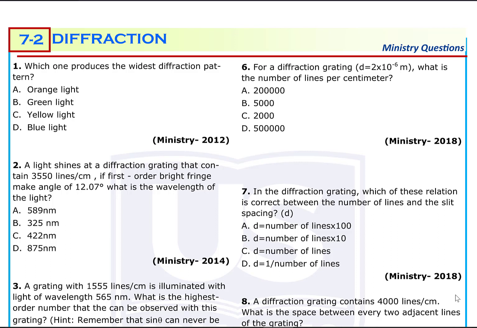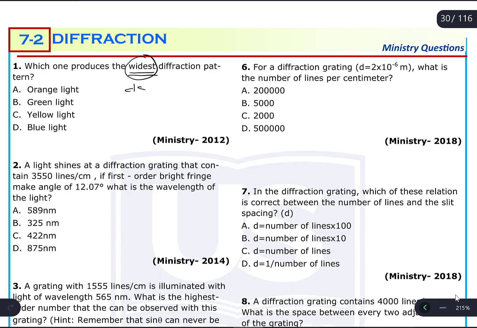Hi, in this lesson we will continue answering the questions about diffraction. The first question: which one produces the widest diffraction pattern? Orange light, green light, yellow light, or blue light? When a question asks about the widest diffraction pattern or interference pattern, it is better to use the equation for sine theta.